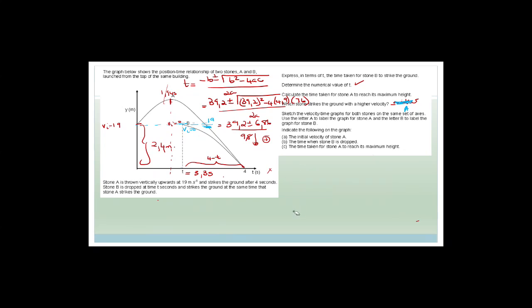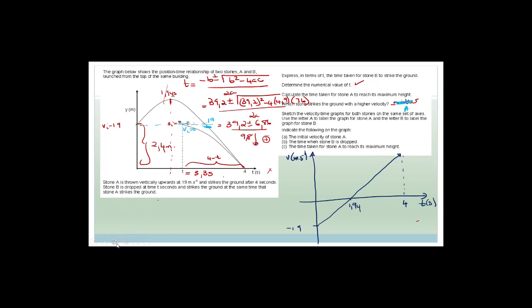Okay, so let's do this. First of all, we have a velocity versus time graph, which means it's a vector graph, so it should have positives and negatives. This is the velocity versus time graph. This is in seconds and this is meters per second. We chose down as positive. So A is originally going to be starting with a negative velocity of minus 19, and it's going to travel at a constant rate until it hits the ground at this point here at 4 seconds. This point here is where it reaches its maximum height, and that's going to be 1.94 seconds. So that is the initial velocity of A, minus 19.